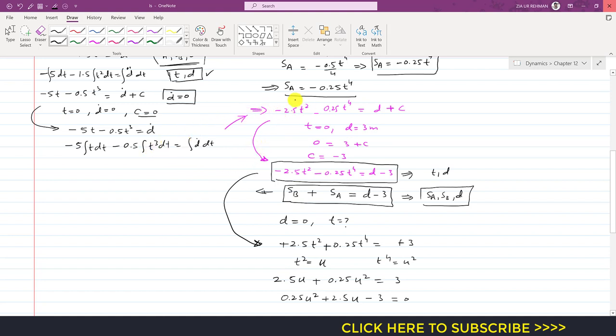There I have done one small mistake, right? When we integrate this, then this is 0.5 t raised to the power 4 divided by 4. So 0.5 divided by 4 is not 0.25, it is 0.125, right? Remember, this is 0.125, and this is also 0.125. And here also, this is 0.5 divided by 4, this is 0.125, right? And this is also 0.125.